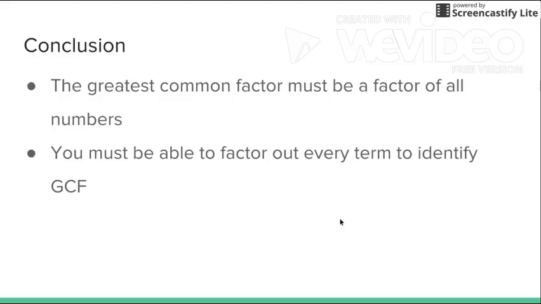We learned a lot about factoring greatest common factor today. Always make sure the greatest common factor can be a factor for all of the numbers. For example, if you have the numbers 15, 5, and 3, the greatest common factor would be 3 because it is the greatest factor for 3 and it is also a factor of 15 and 5. It is also important to remember to factor out every time to identify the greatest common factor.